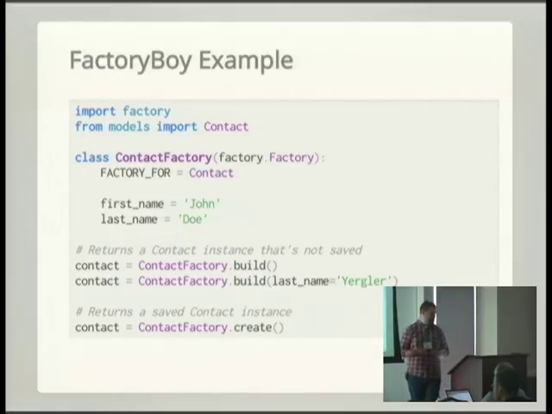Sounds pretty straightforward. It knows how Django models work. So here's a contact factory. You tell it what it's a factory for, so it's a factory for a contact model. You give it some defaults, in this case John Doe. And now I've got an object I can use to start making objects.